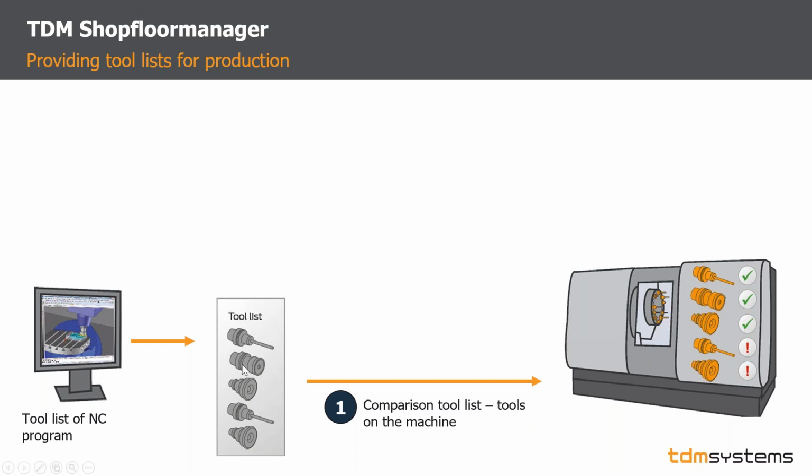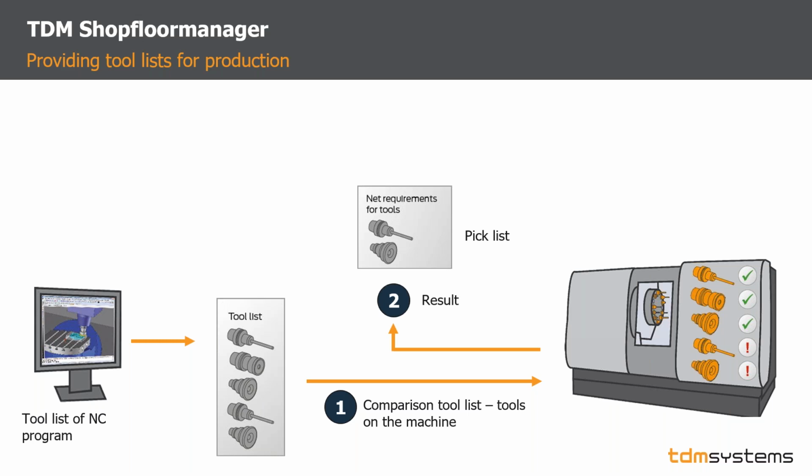So we compare the needed tools with the actual tools which are already on the machine. And of course, we could cross-check with remaining tool life. Is the tool life still sufficient? And so on and so forth. But at the end of the day, the output is a pick list, a list with the required tools for that job. As you can see, 3 tools were already on the machine, so we only have to prepare 2 tools.